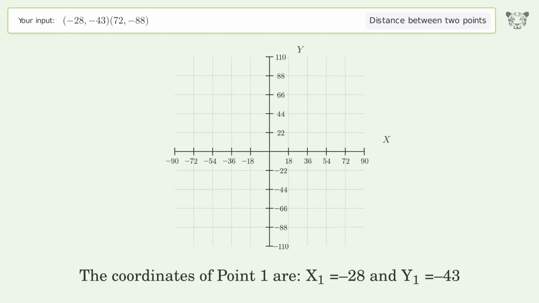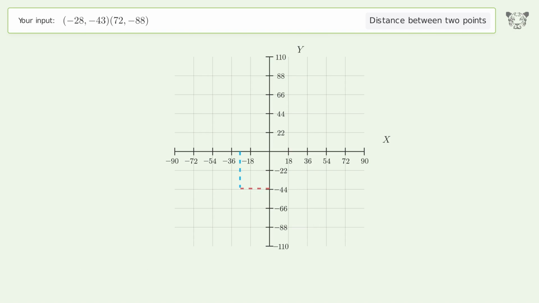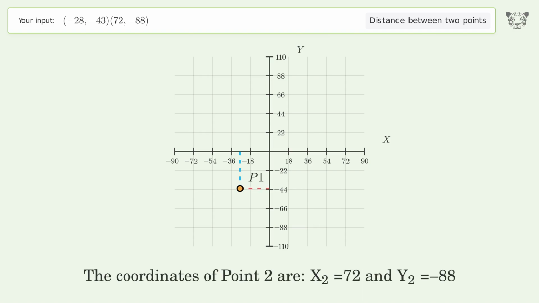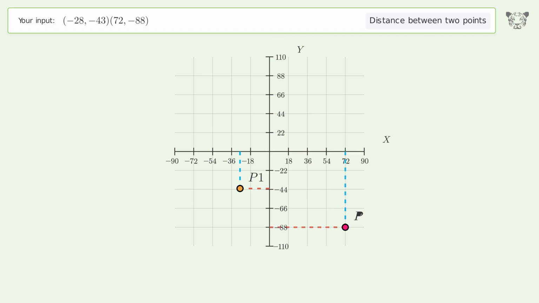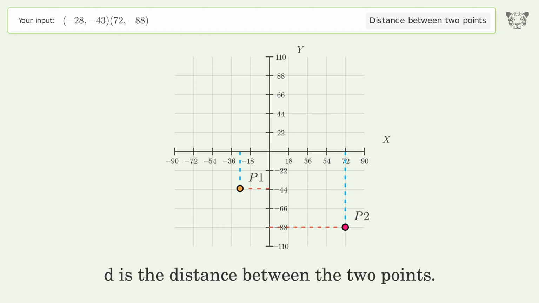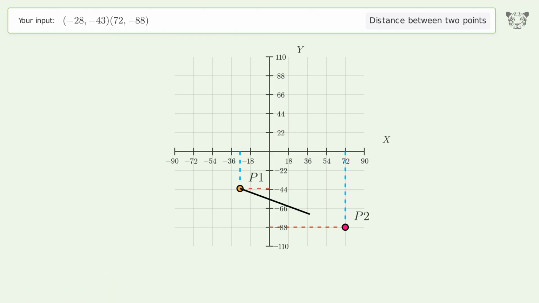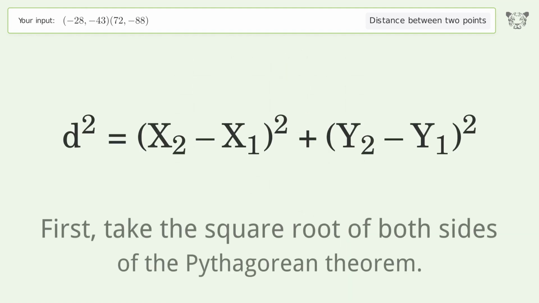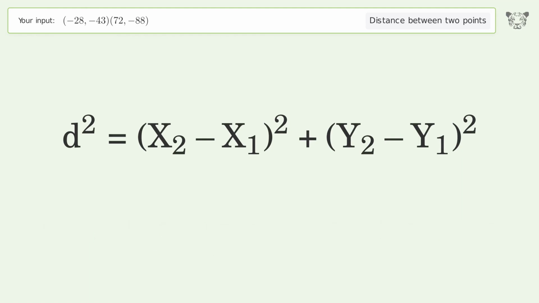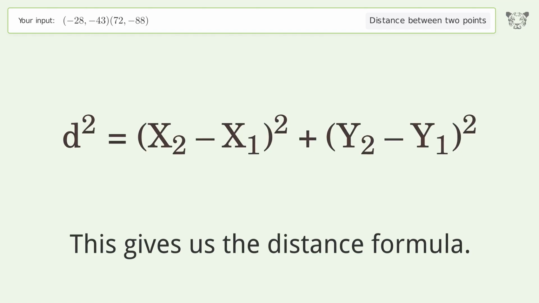The coordinates of point 1 are, x1 equals -28 and y1 equals -43. The coordinates of point 2 are, x2 equals 72 and y2 equals -88. D is the distance between the 2 points. First, take the square root of both sides of the Pythagorean theorem. This gives us the distance formula.